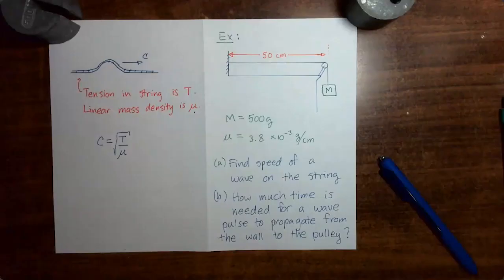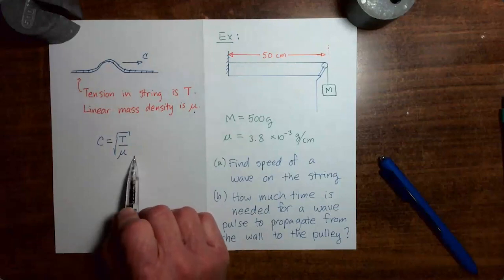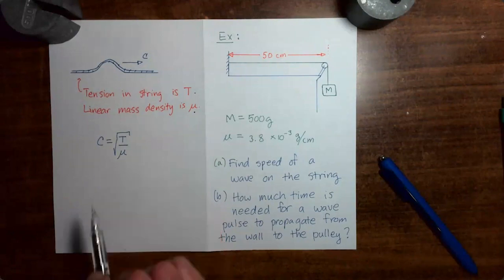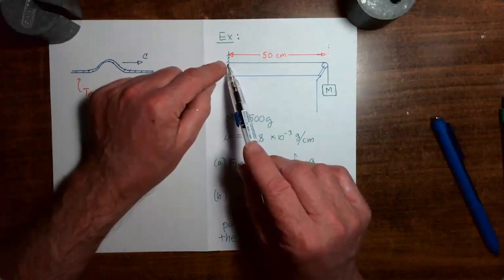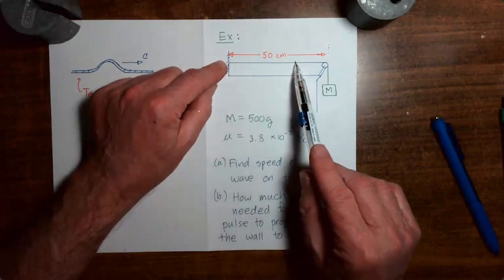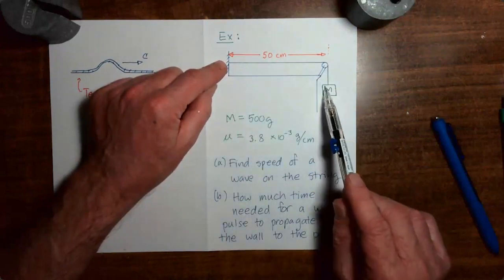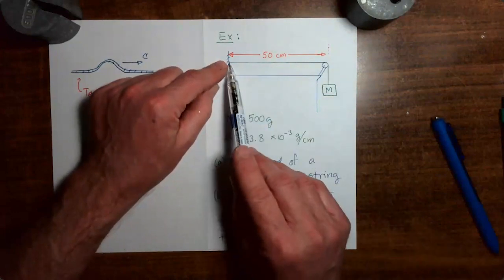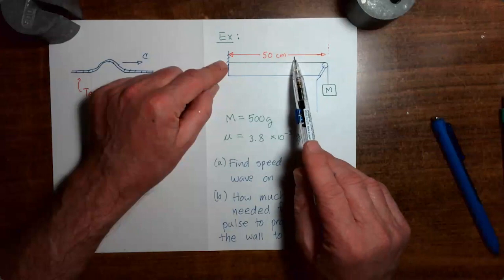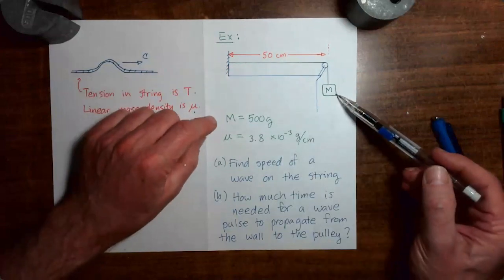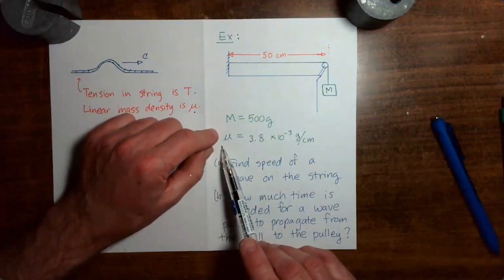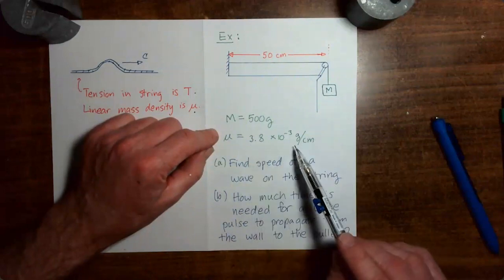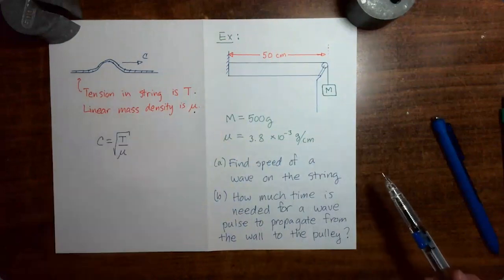Now that I've shown you the formula for the speed of a wave on a stretched string, we're going to do a quick example problem to practice using this formula. In this example problem, I have a string. One end of the string is attached to the wall. Then the string runs over a pulley and then goes down to a mass, capital M. The length of the segment between the wall and the pulley is 50 centimeters. That mass hanging from the string is 500 grams, and the linear mass density of the string is given. It is 3.8 times 10 to the minus 3 grams per centimeter.